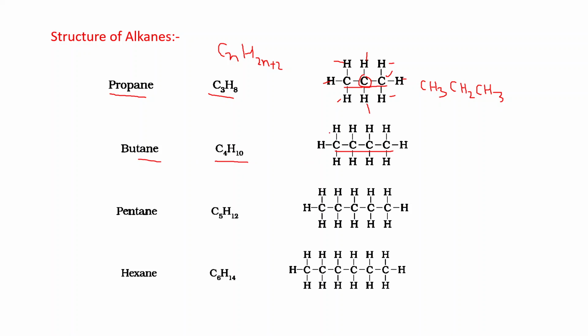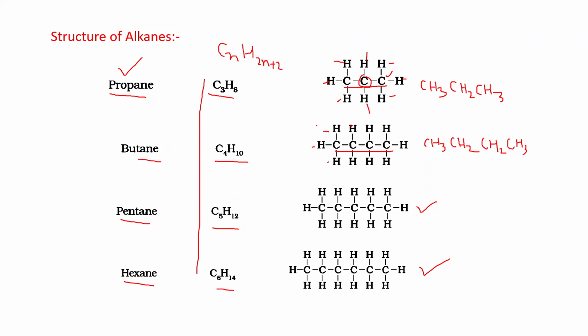In the same way, butane C4H10: 4 carbon atoms in a straight chain linked with single bonds, and the remaining valencies of carbon are satisfied by hydrogen. This can also be written as CH3, CH2, CH2 and CH3. In the same way, the next member is pentane C5H12. This is its molecular formula. Hexane C6H14. This is its structural formula. Actually, these are the IUPAC names, these are the molecular formulas and these are the structural formulas. Clear, students?